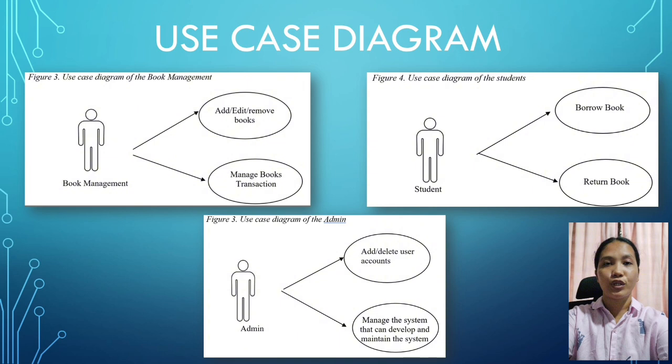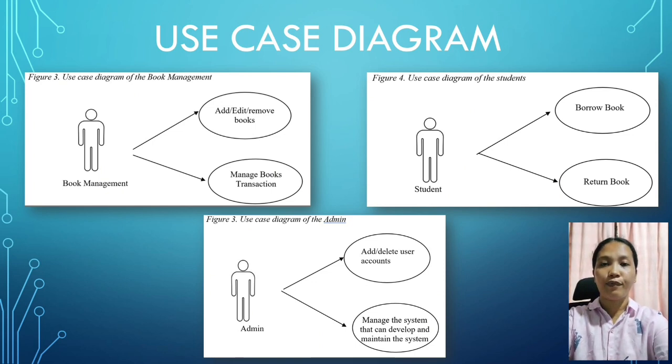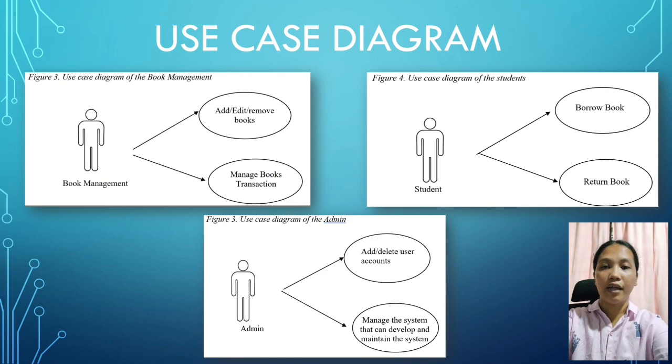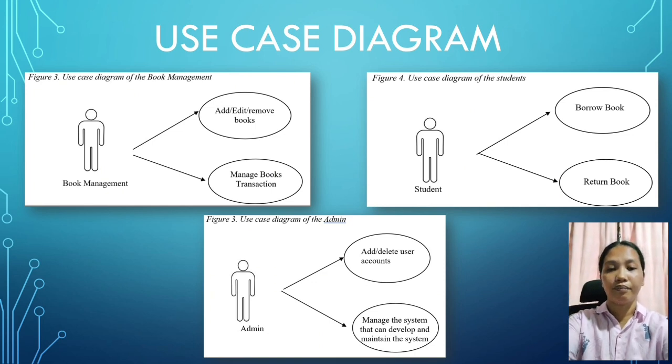This section shows the use case diagrams which illustrate the main functions and interactions between users and the system. The use case diagram for different system users illustrates how each user interacts with the system. The admin manages user accounts and maintains the system. The librarian adds, updates, and removes books, and handles transactions like borrowing and returning. And the students search for books and request to borrow them.